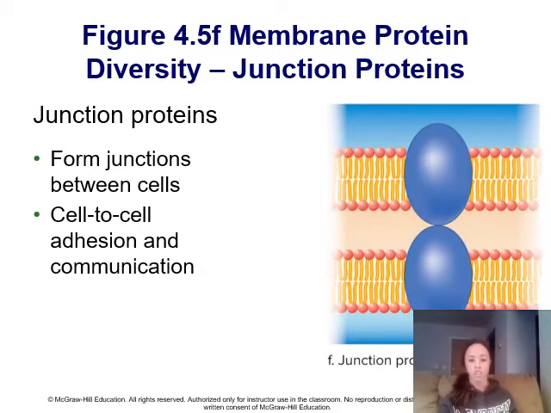And then we have junction proteins. Junction proteins will form junctions between cells and allow for cell-to-cell adhesion and communication. An example of this is the adhesion junctions in your bladder cells, which allow the bladder to swell with urine without breaking apart.